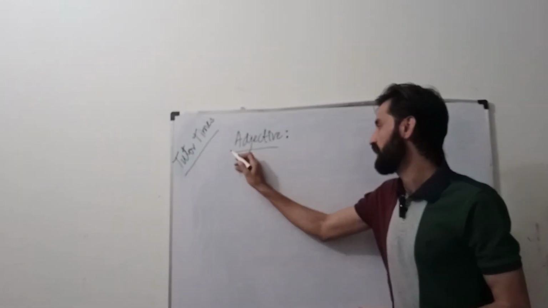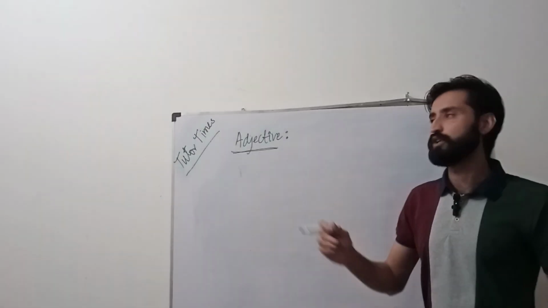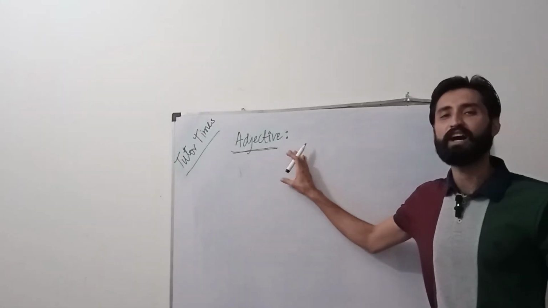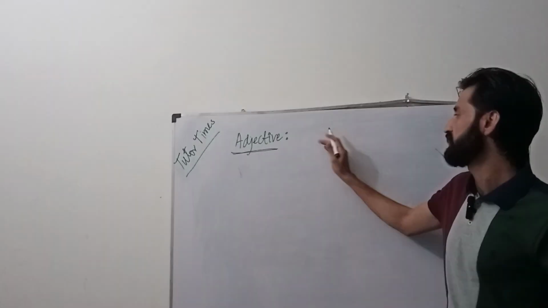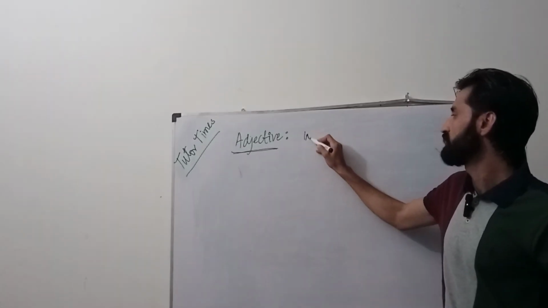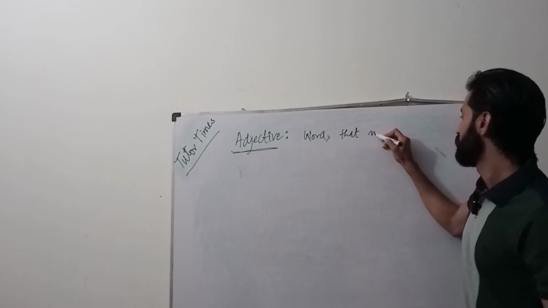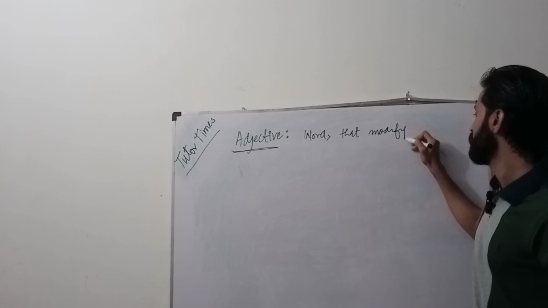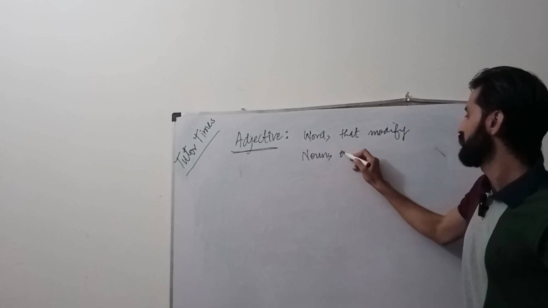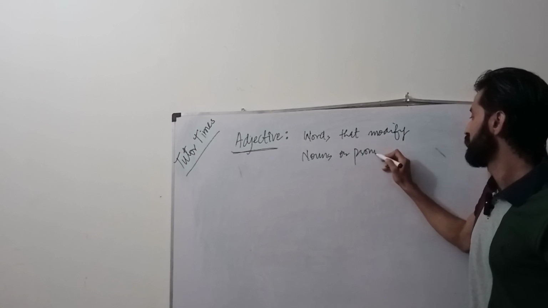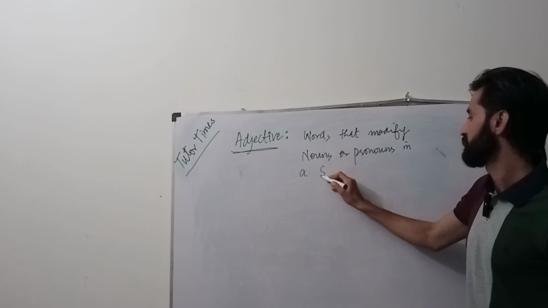So, first of all, adjective. Adjective is basically a part of speech which usually modifies a noun or a pronoun in a sentence. So simply its definition would be that words that modify nouns or pronouns in a sentence.